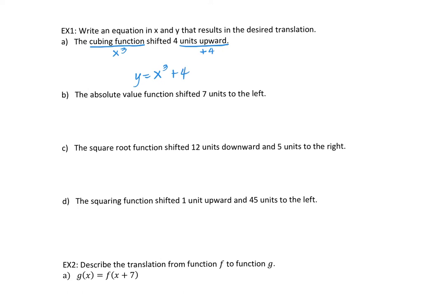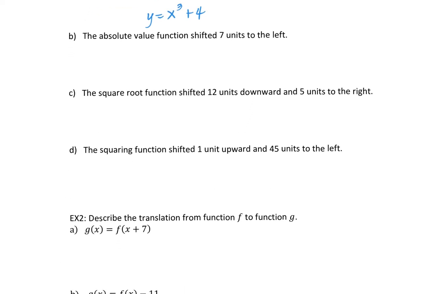Try this again. Part B, the absolute value function. So the absolute value function is absolute value of x. And we're going to shift it 7 units to the left. So left, right means you're changing the x value. You're changing within the absolute values. To the left means you're actually adding 7, which gives us y equal to the absolute value of x plus 7.